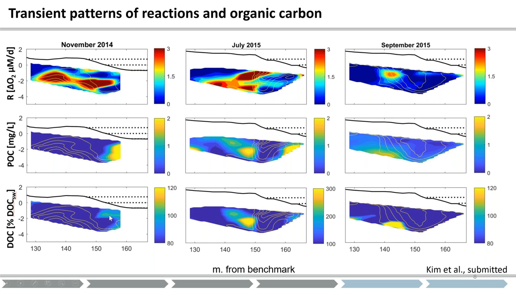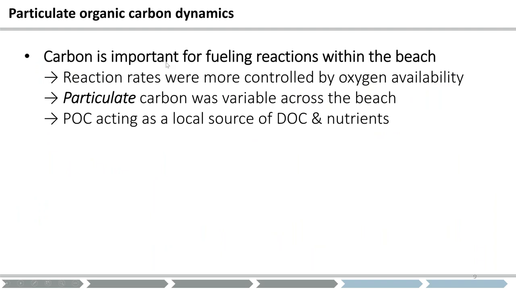Here, I'm not showing you absolute concentrations. I'm actually showing you percent dissolved organic carbon of surface water. And if you look at the pattern, it goes above 100%, which means these carbon patches are leached from this particulate source. And so you can see that the particulate organic carbon is a local source of nutrients in dissolved organic carbon once it's infiltrated into the beach aquifer. And so we see that carbon's important. We already know that carbon's important for fueling reactions, but for at least oxygen consumption, these reaction rates were more controlled by oxygen availability.